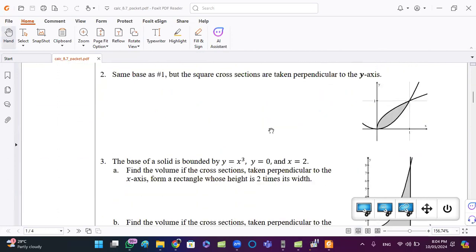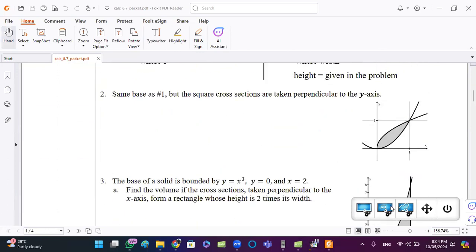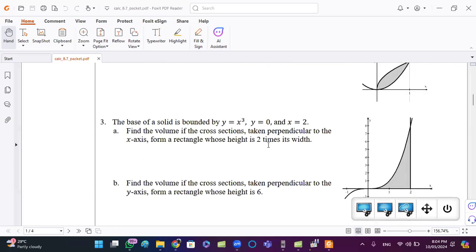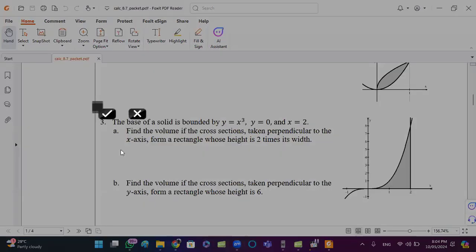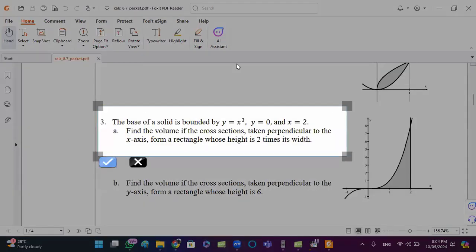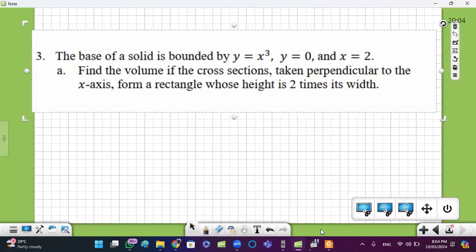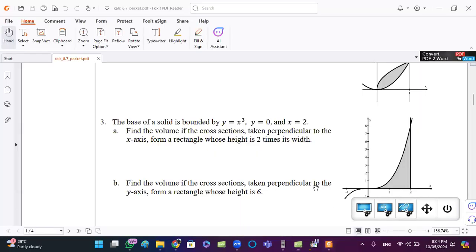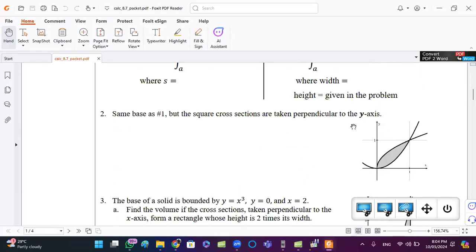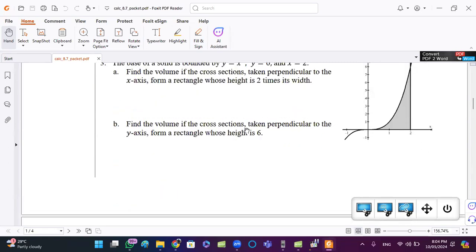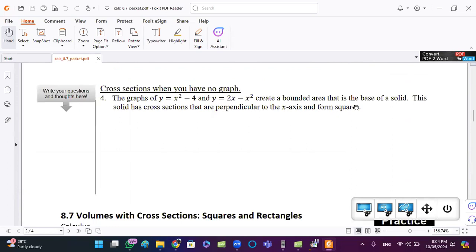As an example, if I have like this one, I want you to pay attention. No, this is a rectangle. I want a square. This is the cross section in y, but he didn't give me the equation. So I need to find the region bounded by the perpendicular sections that form squares. This is a square.